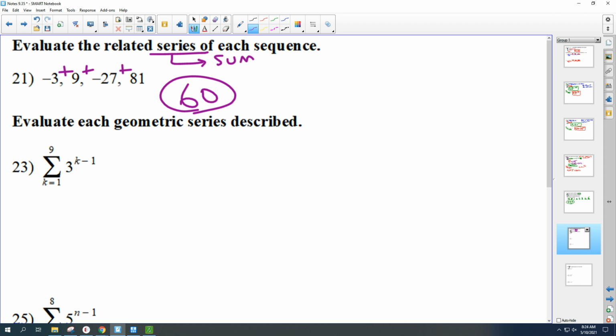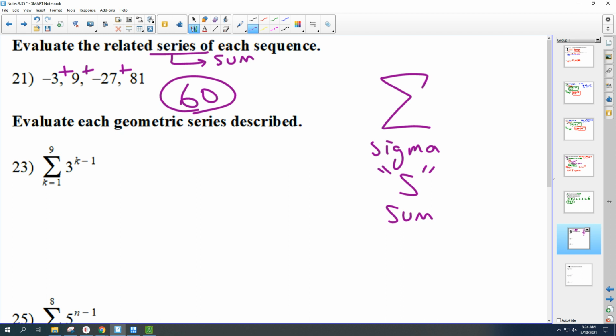Okay? Now, the thing is, you won't always have all of the numbers, so you won't always be able to add them up. Case in point, remember the Greek symbol sigma. Sigma is the Greek letter for S, and S means sum. So remember that from last time. Sigma, they're talking about sum.